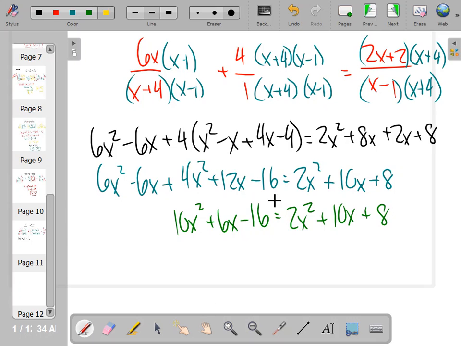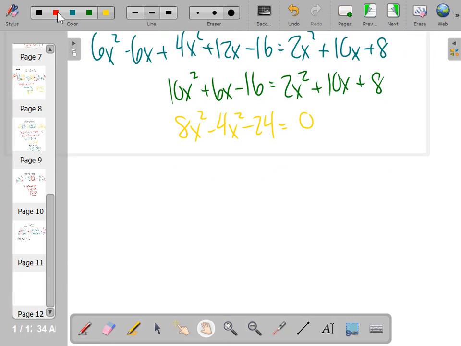All right, so I'm going to subtract all of these terms. 10 minus 2 is 8x squared. 6 minus 10 is negative 4x. And negative 16 minus 8 is negative 24. We got to factor. I think it'd be easiest to do GCF first. These are all multiples of 4, and now I have 2x squared minus x minus 6.